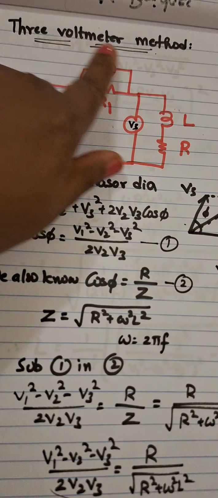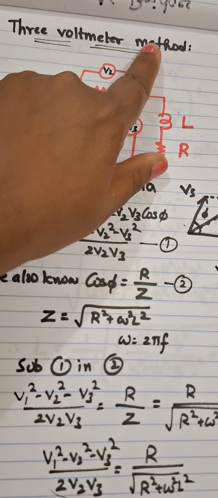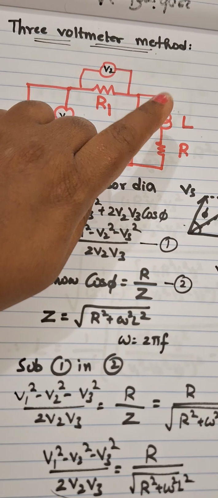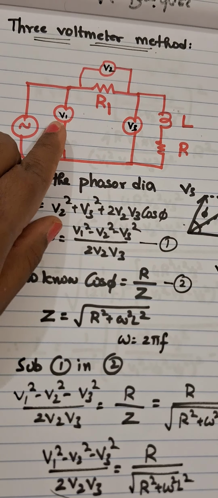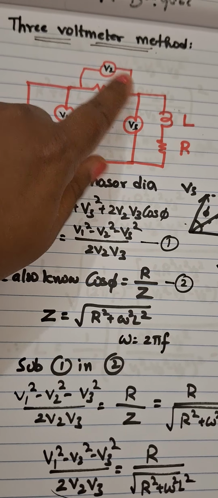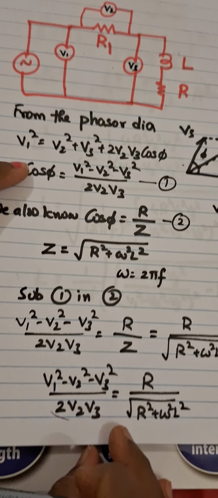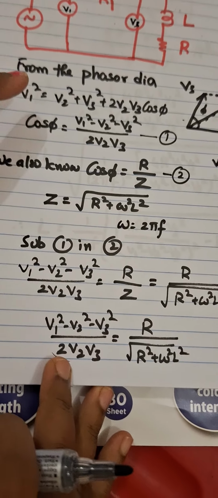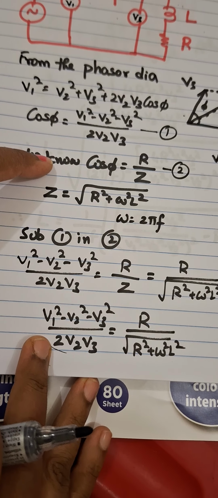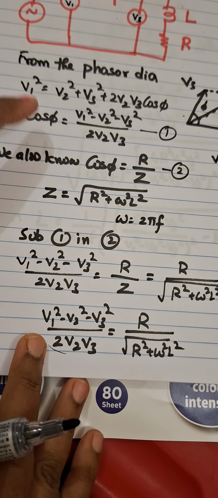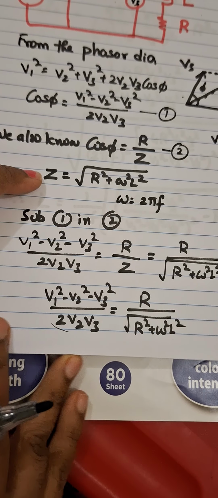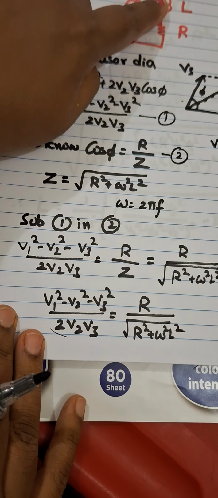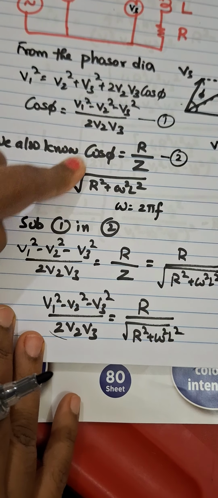So what is it? Three voltmeter method. In the three voltmeter method, if you want to find the inductor value, you can use three voltmeters. You keep three voltmeters with a resistor and write the phasor diagram equation, and this is the general equation of cos phi. Usually impedance means the square root of the sum of the elements. Our elements are inductor and resistor, so L square plus R square.